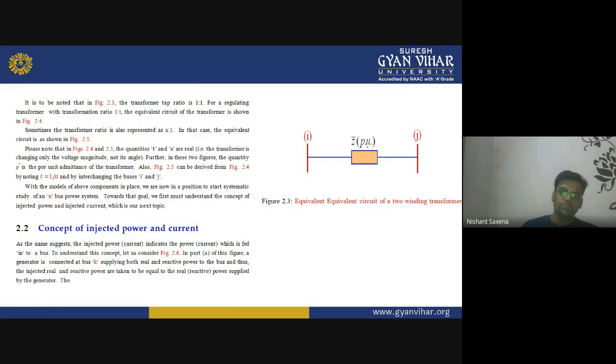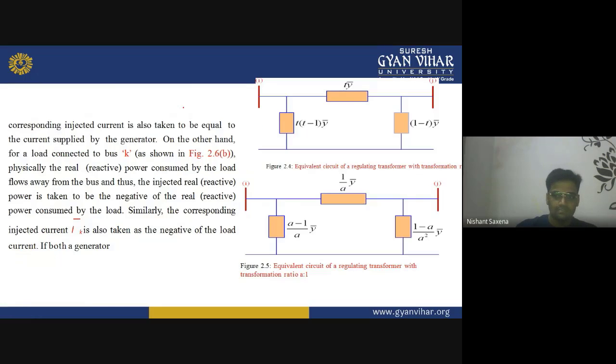It has to be noted that the transformer tap ratio is 1 is to 1 for a regular transformer, and for a regulating transformer the transformation ratio is 1 is to T, as shown in figure 2.4. Look at this diagram. This is figure 2.4, the equivalent circuit for a regulating transformer.